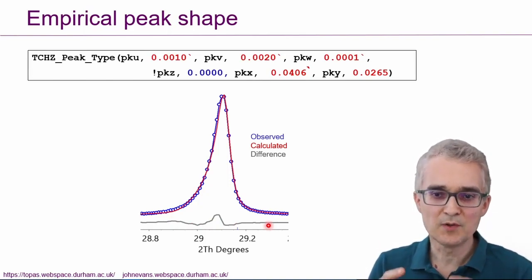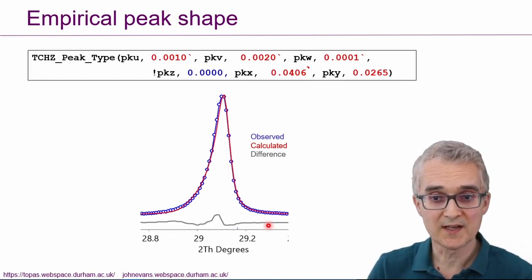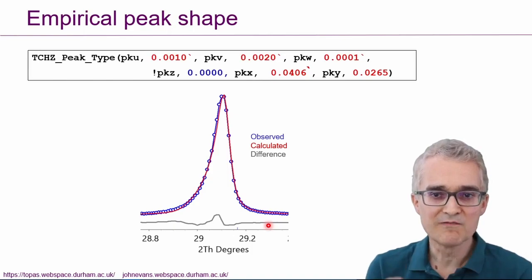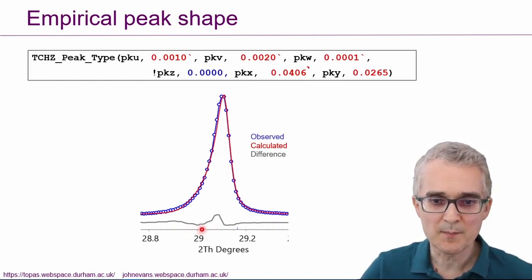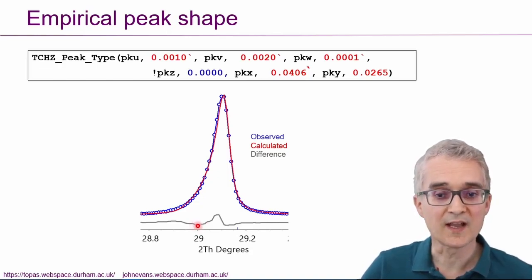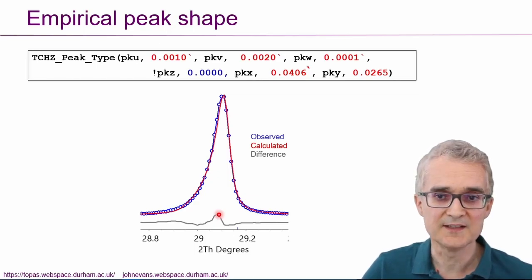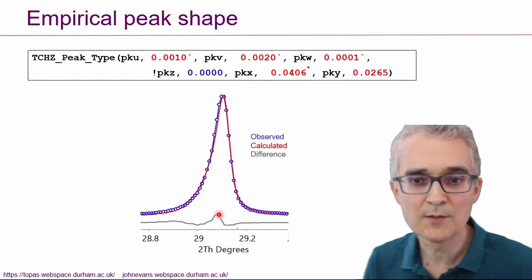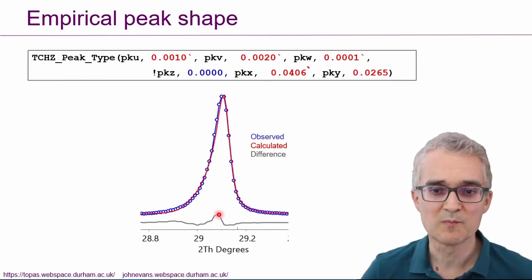If you're doing purely structural work or quantitative Rietveld analysis, what you're interested in is the overall integrated intensity of the peak. So it won't matter if in some parts of the peak shape you're over-calculating the intensity and in other parts you're under-calculating intensity, as long as the overall area is correct. But there are other areas where it is really important to get the peak shape precisely right.